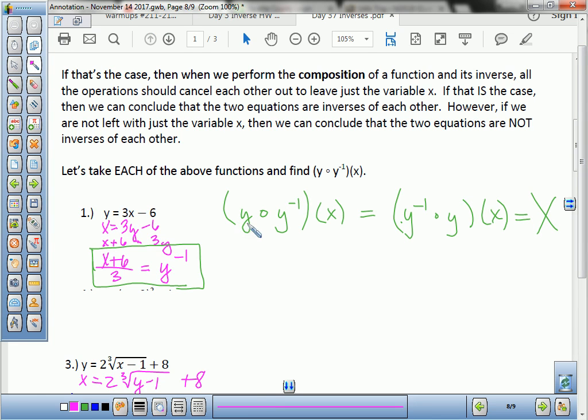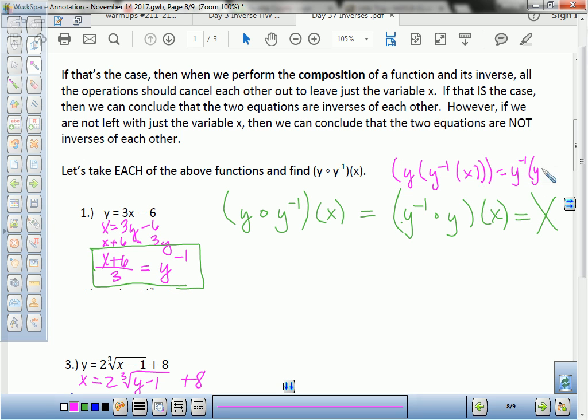If we do y composed with y inverse, or y inverse composed with y. Now remember, I could write it like this, or what's my other notation? y of y inverse of x. Or the other way, y inverse of y of x. Remember, these mean the same thing as a little open circle. What does a closed circle mean then? Multiply. Open circle, composition; closed circle, multiply.